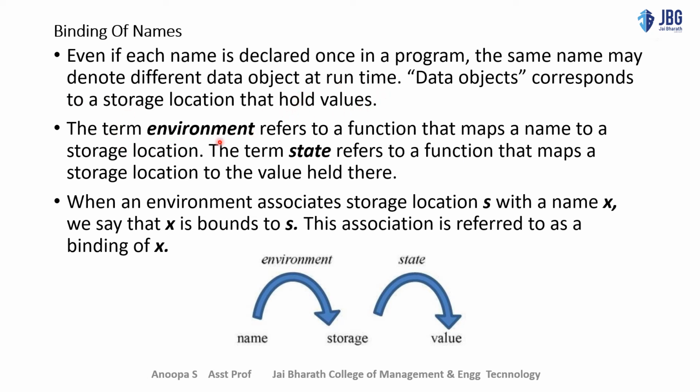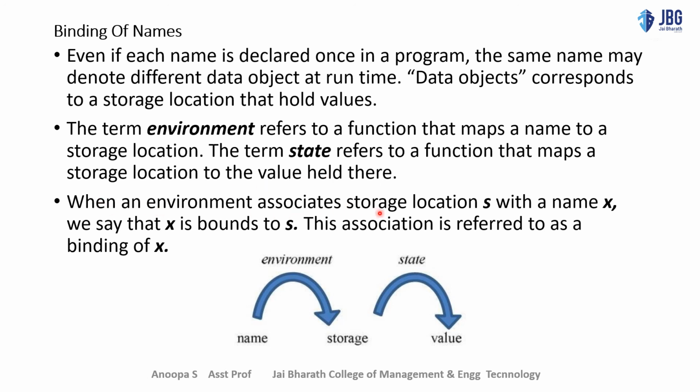Now, these are two important terms, environment and state. The term environment refers to a function that maps a name to a storage location. A name of a particular variable is associated to its storage location in the environment. Then the term state refers to a function that maps the storage location to the value held there. So environment means a mapping of a variable to the storage. State means mapping of storage to the actual value.